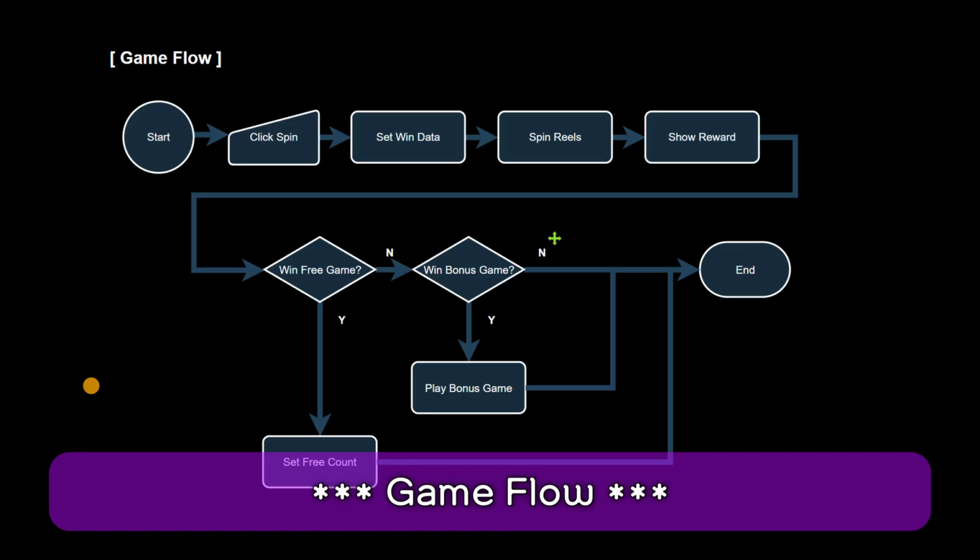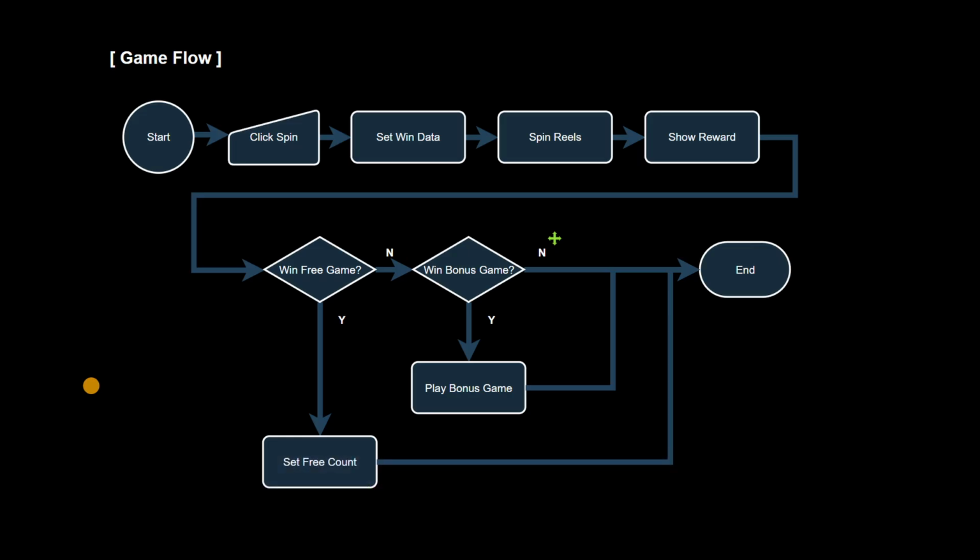Here's a quick overview of how the game works. When you hit the spin button, the game gets random results, RNG, and figures out the winning symbols. It then calculates the payouts based on the pay lines and stores the results. The reels spin, and once they stop, the game shows the rewards, and if there are any free games or bonus games, it plays the related effects.